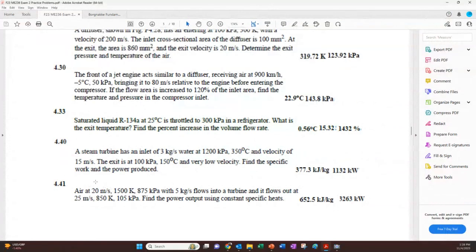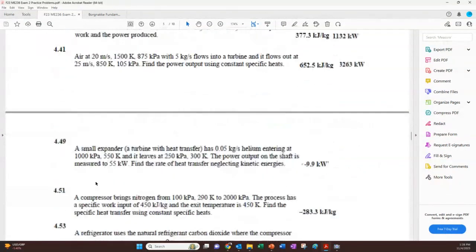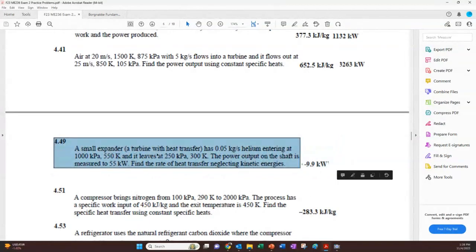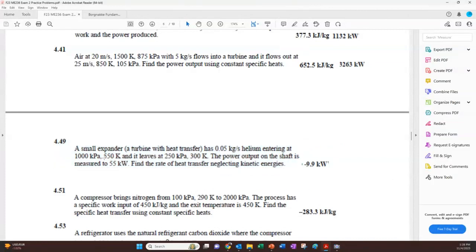I think a lot of the turbulent problems are very similar. It's just sometimes there could be a little wrinkle in here. So here is one where they've put a few other things in. You have an expander, a turbine, and with heat transfer, right? It's helium, which makes it more complicated. So I don't think we have helium properties. Don't think so. I'll double check. So you might have to use the ideal gas law and constant specific heats for this.